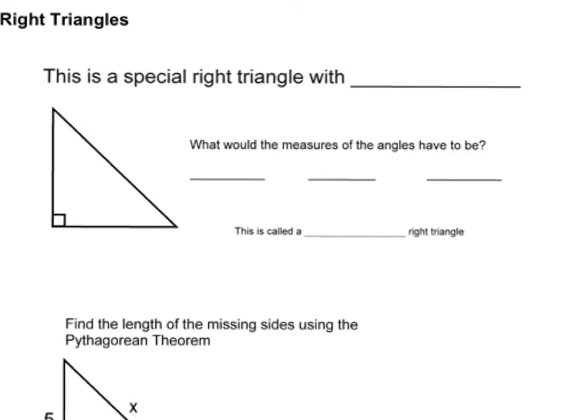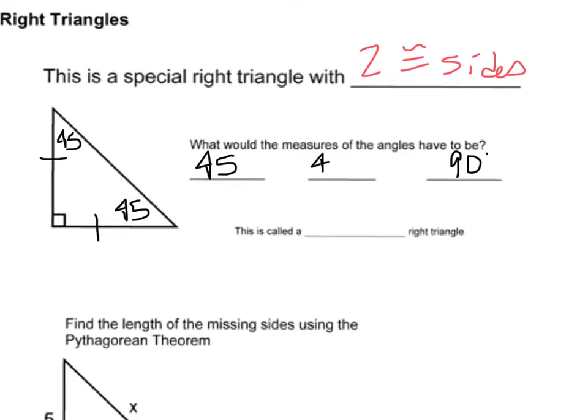So the first example, this is a special right triangle with two congruent sides. For example, in my picture I'm going to mark those with little tick marks, and that means that those are equal. If you think about it, what would the angle measures have to be? Clearly the last angle is going to be 90 degrees, and both of these would be 45 degrees each. So this would be a 45, 45, 90 right triangle, and this is called a 45, 45, 90 right triangle.